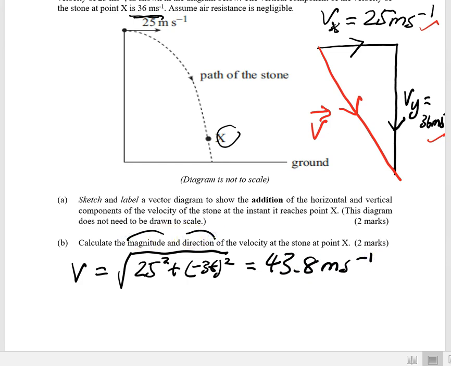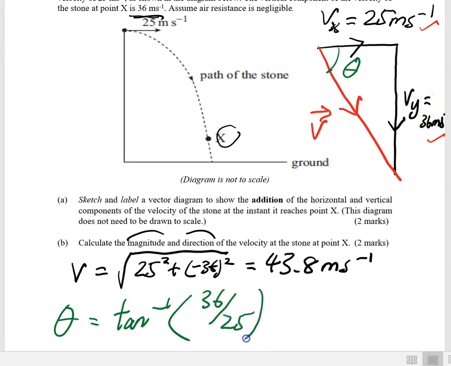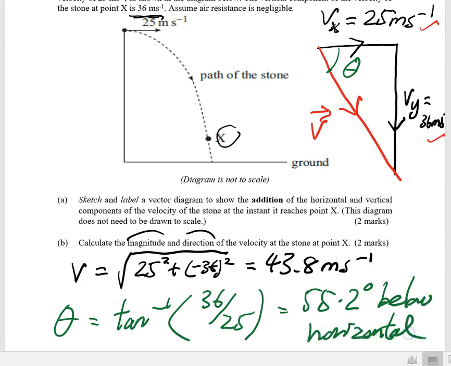How about the direction? Direction, I can define the angle here. Let me use a different color. Perhaps this is theta that I'm looking for. So the theta is below the horizontal. How do I want to find theta? I can use inverse of tangent, because tangent theta is Vy over Vx. So inverse of tangent is 36 over 25. So the number here is 55.2 degrees below horizontal. Okay, so that's the direction.